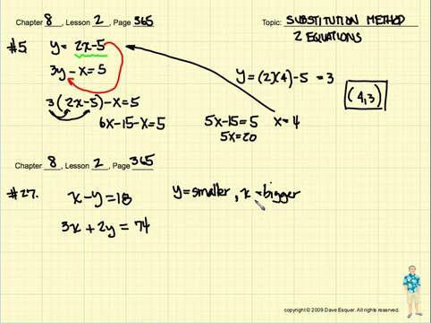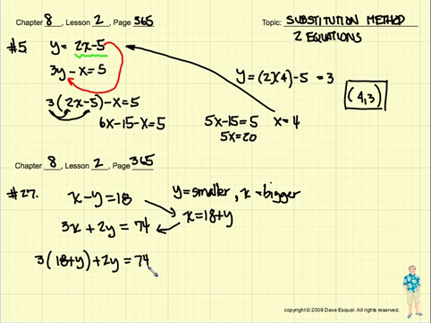Let's just review that. We got the smaller number is y. The bigger number is x. We got x minus y is 18. 3 times the bigger number plus 2 times the smaller number is 74. I'm going to substitute. Here, I'm going to say x is equal to 18 plus y. I just added y to both sides, and then I'm going to substitute that over here. See what we can do. So we have 3 times the quantity of 18 plus y plus 2y is equal to 74.